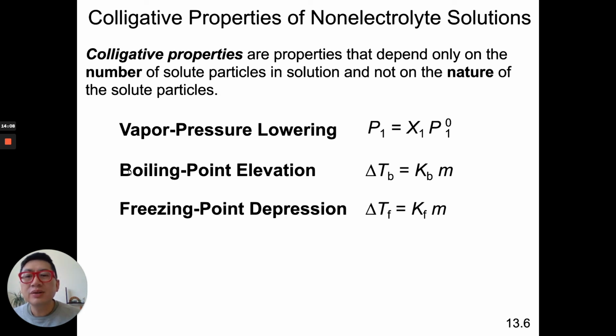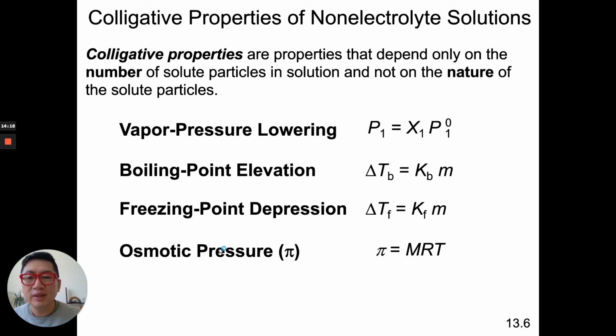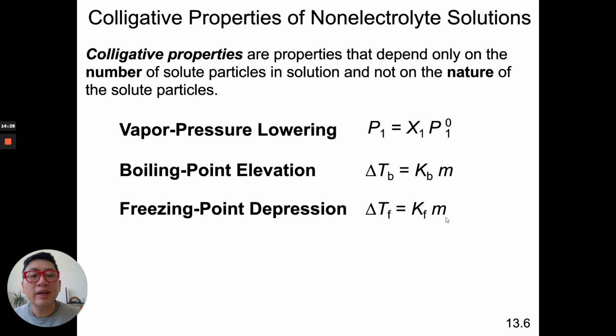Some colligative properties include boiling point and freezing point. Let's not worry about vapor pressure lowering right now. Technically, there's another one that I skipped, osmotic pressure, but right now, let's just focus on boiling and freezing point. So the change in boiling point is equal to Kb times m. Delta Tf is equal to Kf times m. m stands for the molality of the stuff dissolved in water.